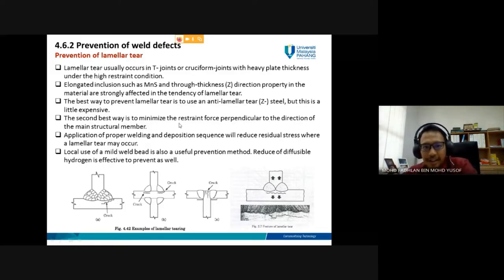Okay. The second best way is to minimize the restraint force. Instead of kita guna anti-lamellar tears Z steel, okay, kita boleh juga minimize restraint force perpendicular to the direction of the main structural member. And the application of proper welding and deposition sequence will reduce residual stress where a lamellar tears may occur. Local use of mild weld bed is also useful prevention method. Reduce of diffusible hydrogen is effective to prevent this type of defect as well. Okay.